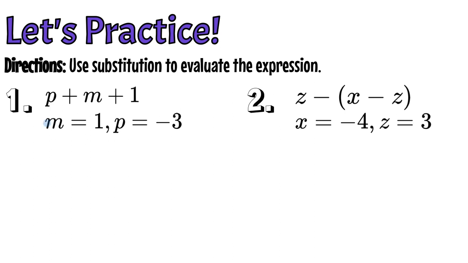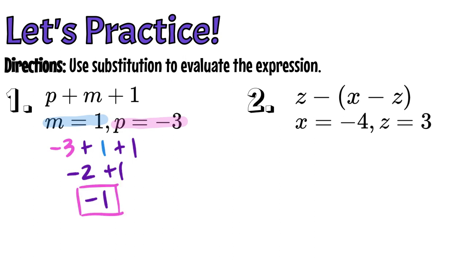In number 1, we see that m equals 1 and p equals -3. So we're going to substitute these values in for p and m in the expression, p plus m plus 1. So instead of p in the expression, we are substituting -3, and instead of m, we are substituting in 1. And then we write the rest of the expression. Now we want to simplify the expression. -3 plus 1 is -2. And then -2 plus 1 is -1.